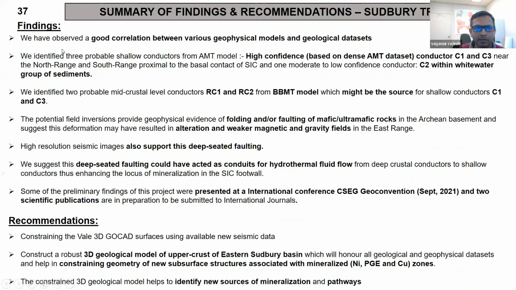So what are the findings? We had good correlation between various geophysical models and geological datasets. We identified three AMT connectors, and we also identified RC1 and RC2 regional connectors from the BBMT model. From potential field inversions, we are basically providing evidence for folding and faulting of mafic and ultramafic rocks, and high resolution images also support this deep-seated faulting. We are interpreting that this deep-seated faulting could have acted as a conduit for hydrothermal fluid flow.